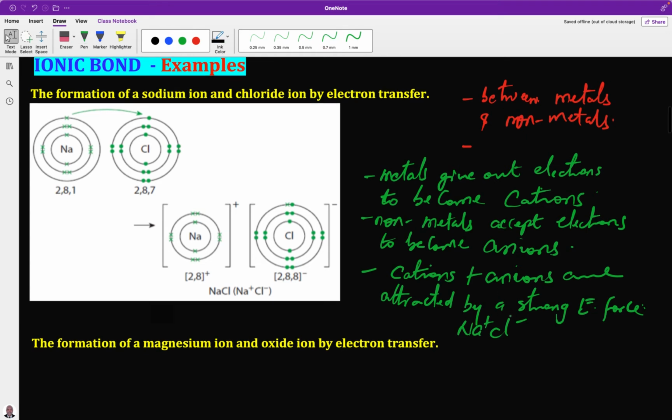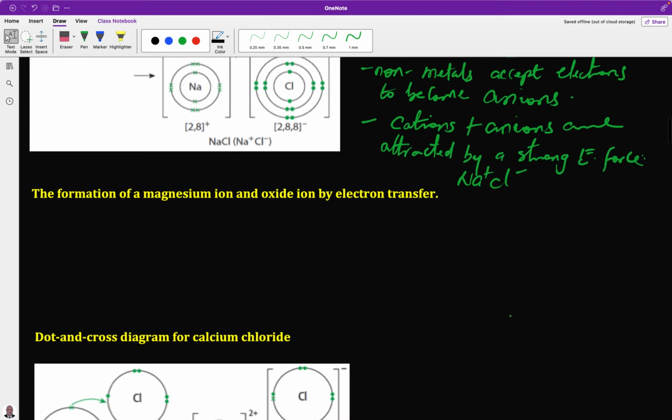What is a lattice structure? A lattice structure is a regular or repeated arrangement of particles, usually ions, that are present in a solid. They are arranged in a particular pattern. All these ions are arranged in a particular pattern in a solid. So we say they have a repeated arrangement of the ions in a solid.